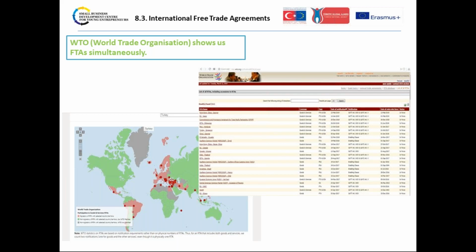I mean, if your country has a free trade agreement with another country, that means your customer is going to buy your product without tax, or not only tax, maybe with document advantages. Maybe you have some different advantages, so you need to check. It's better if you check this list and this map.